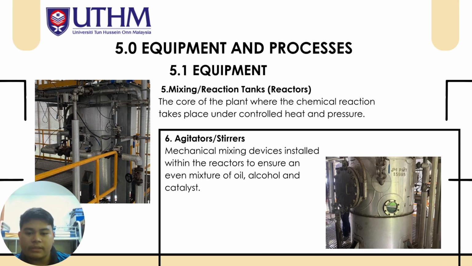The next one is the mixing or reaction tank. This is the most important part of the plant because in this tank the chemical reaction takes place under controlled heat and pressure. The next one is the agitator or stirrer. This is a mechanical mixing device installed within the reactor to ensure an even mixture of oil, alcohol, and catalyst.